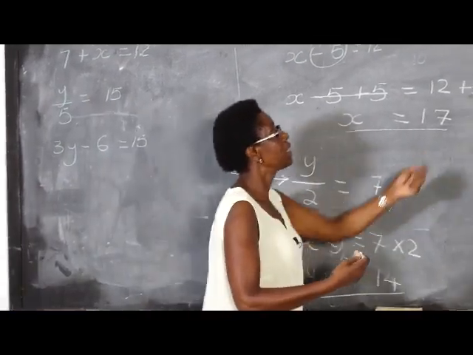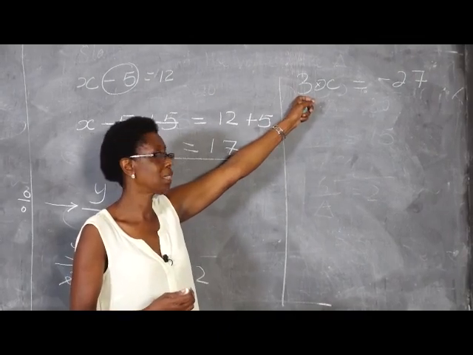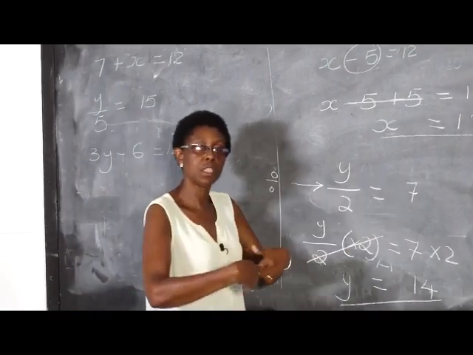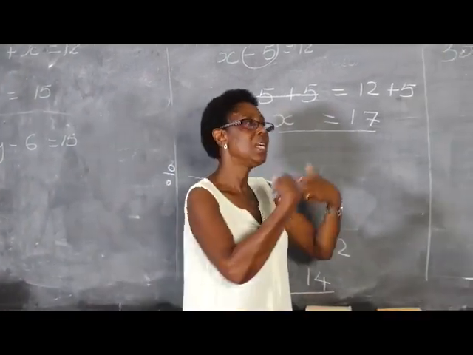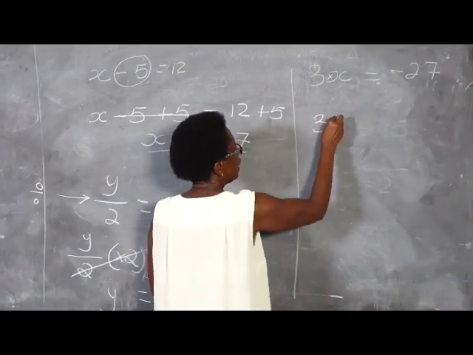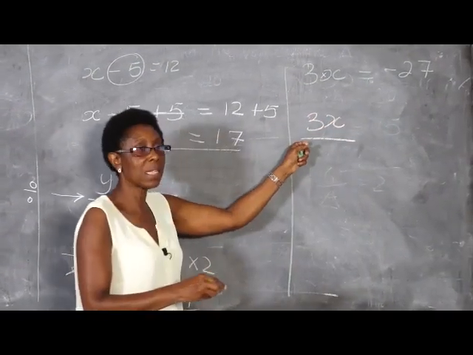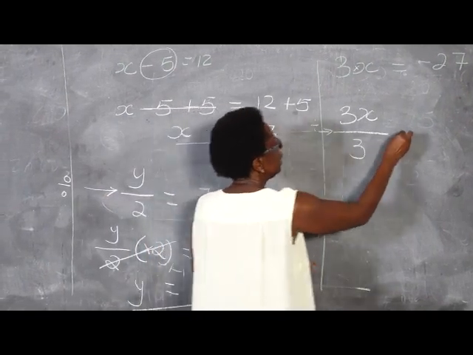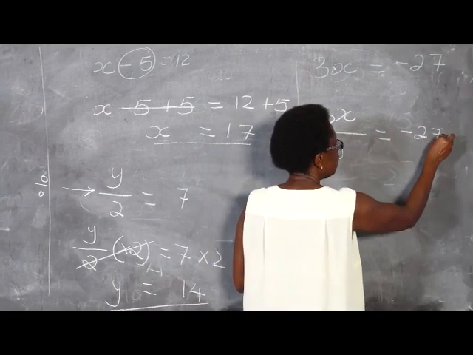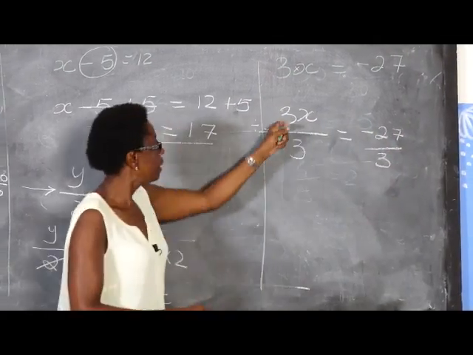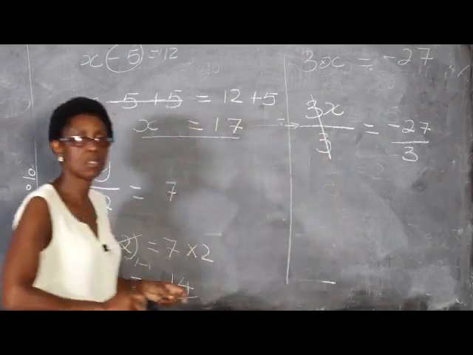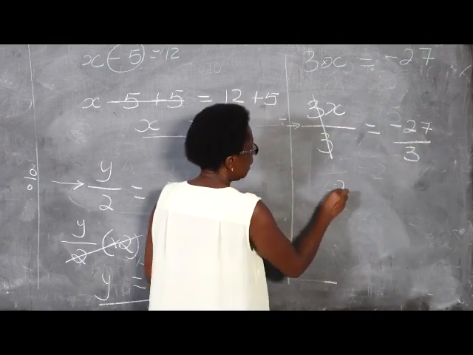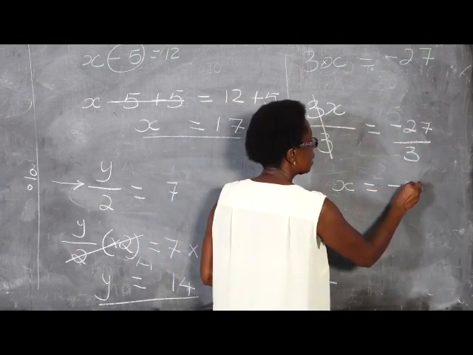What must go? It's the times 3. The times 3 must go. How do you do that? You do the inverse of times 3. And the inverse of times 3 would be divide by 3. So I've got 3x divided by 3. Remember I told you that line means to divide. So 3x divided by 3 equals minus 27 divided by 3. 3 divided by 3, this goes. Okay? And minus 27 divided by 3, I've got x equals minus 9.